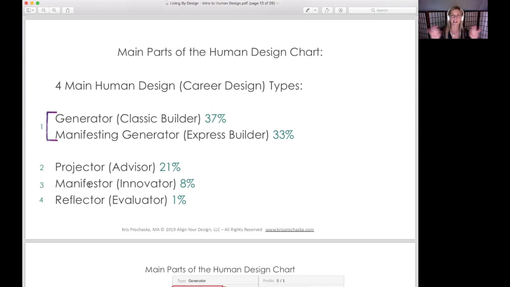Now, that's just it in a very brief nutshell of how that works in an ideal world. Someday, I think we're going to move towards that. The more people understand human design and understand their own design, I believe we're going to move towards that ideal. But for now, we're all kind of bumbling around a little bit and doing the best we can.